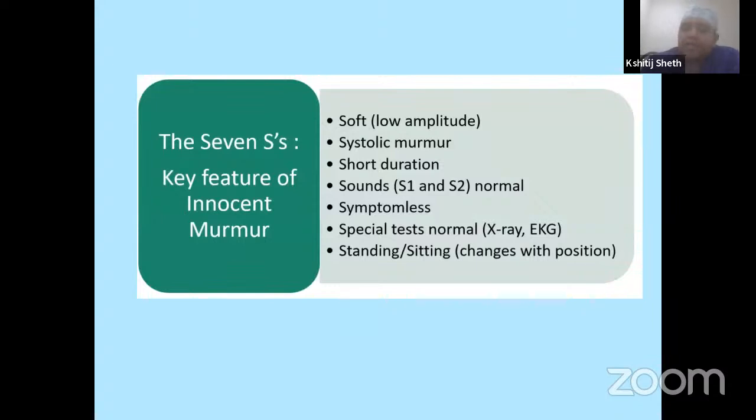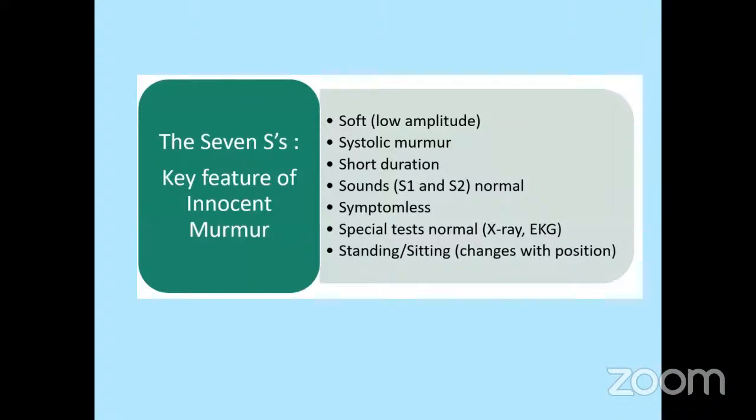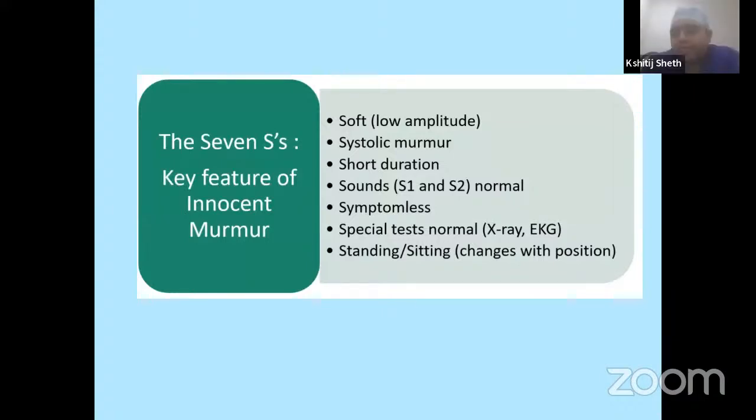So the salient features of an innocent murmur is they are very soft. They are only systolic. You never have a diastolic murmur which is an innocent murmur. So whenever you hear a diastolic murmur, it is always a pathological murmur. Of very short duration, they are usually ejection systolic. They are never pan-systolic. In addition, the heart sounds are always normal.